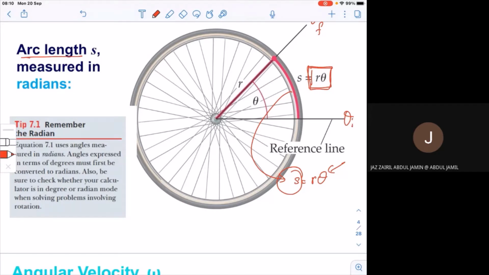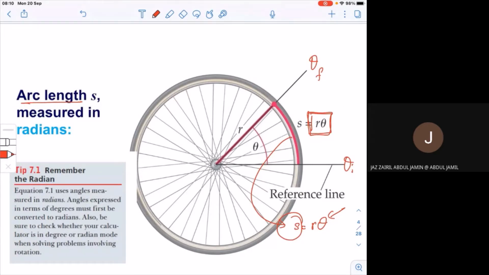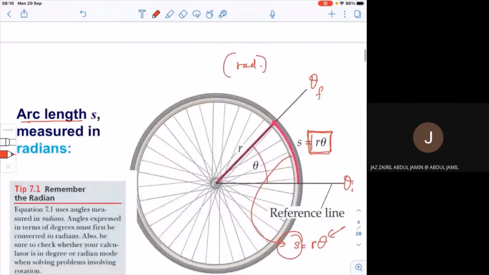The meaning of theta is angular position. Therefore, the SI unit for theta is radian. So we often use theta in radian, not in degree. But we can also measure theta in terms of degree. So maybe some question will give you theta in degree, and you need to convert it to radian in order to solve the arc length.